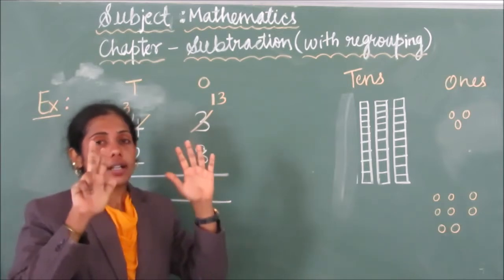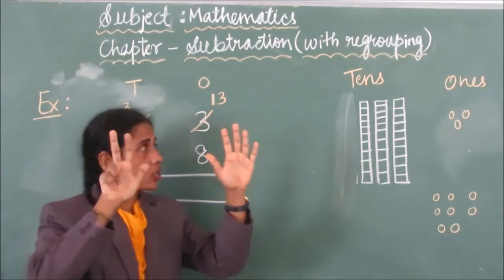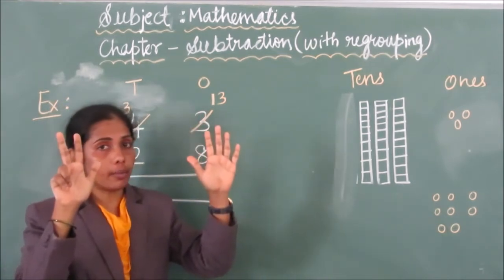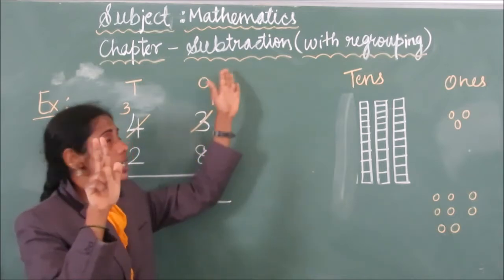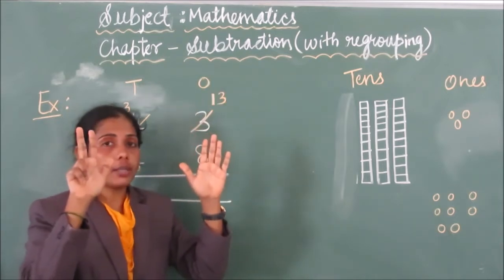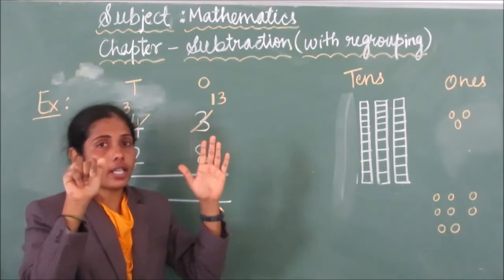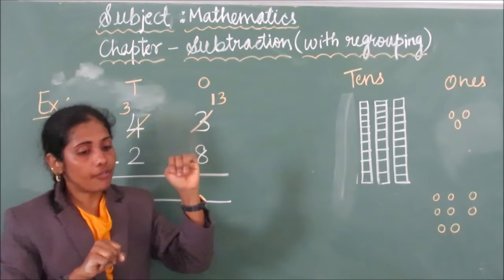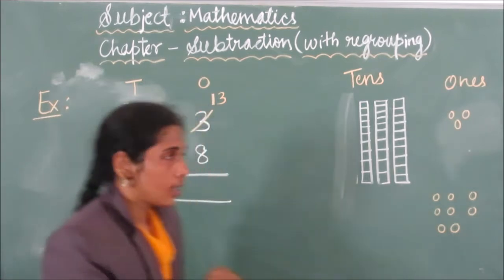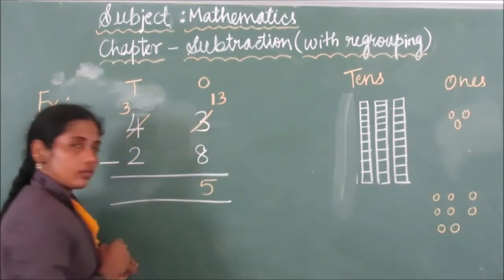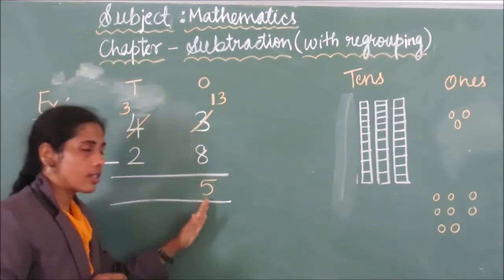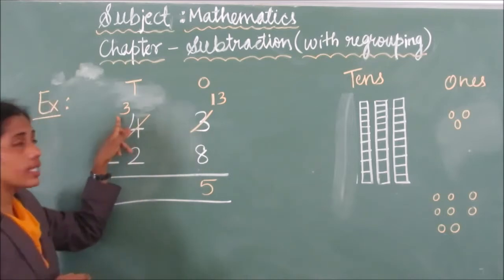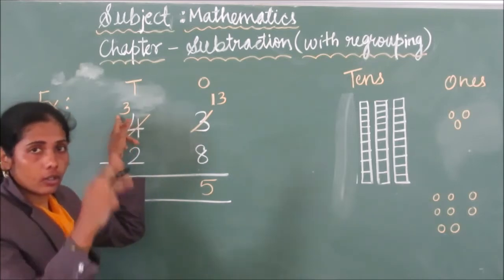13 stays in your mind. What about 8? 8 you have to count on your fingers. So 13 in your mind, 8 on your fingers. We count backwards because we are doing subtraction: 13, before that 12, 11, 10, 9, 8, 7, 6, 5. What is the answer? The answer is 5. Now you got the answer for the ones place. Now come to the tens place. How many tens are there? 3.